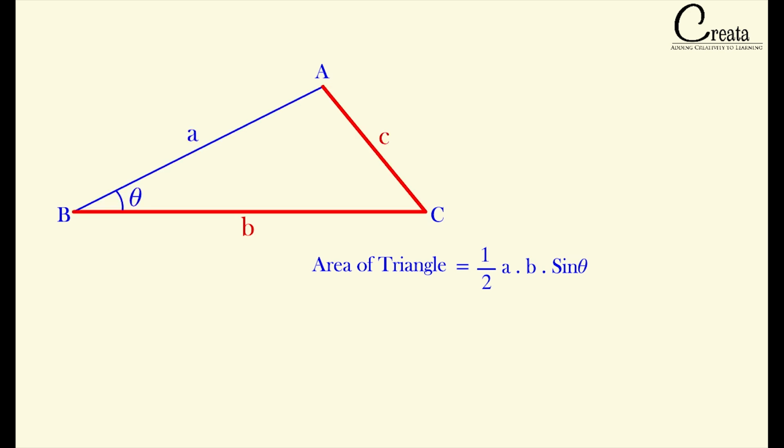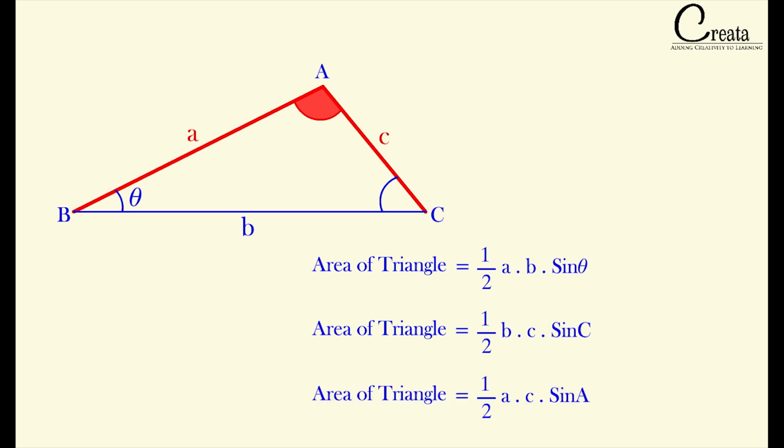If we take B and C as a side, then the formula will change to area of the triangle will be equal to half into B into C into sine C. Here angle C is this angle. Similarly, if we take side A and side C, then our formula will change to half into A into C into sine A. As per the side, the included angle will change. Okay, got it. These are the formulas.